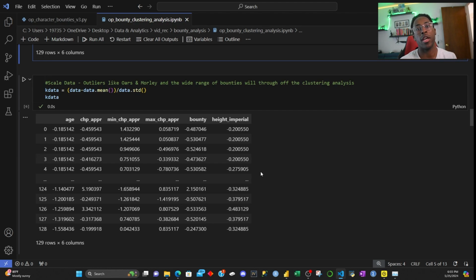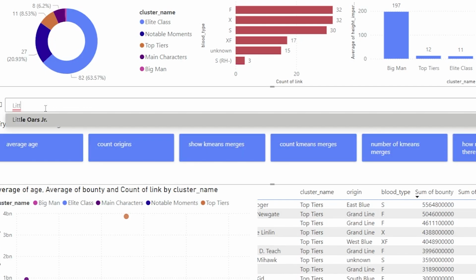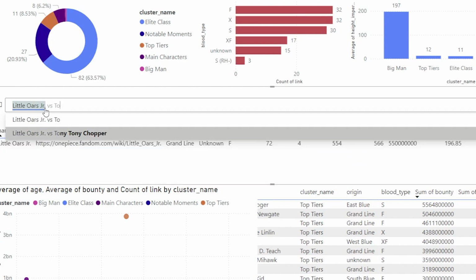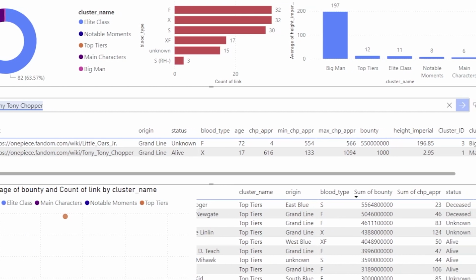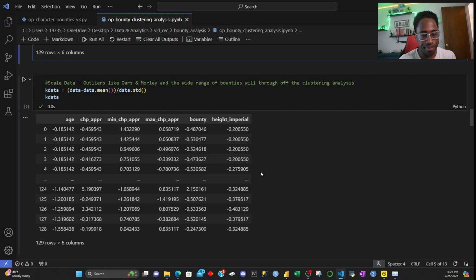This is really important because when we're determining groups within our data, if there are variables that are essentially outliers and lie on the extreme end of a range, such as the height of Orange Jr. or the bounty of Roger versus the height of Drew Bonnie and the bounty of a character like Chopper, it's going to throw off all the distance metrics because the range is just too extreme.